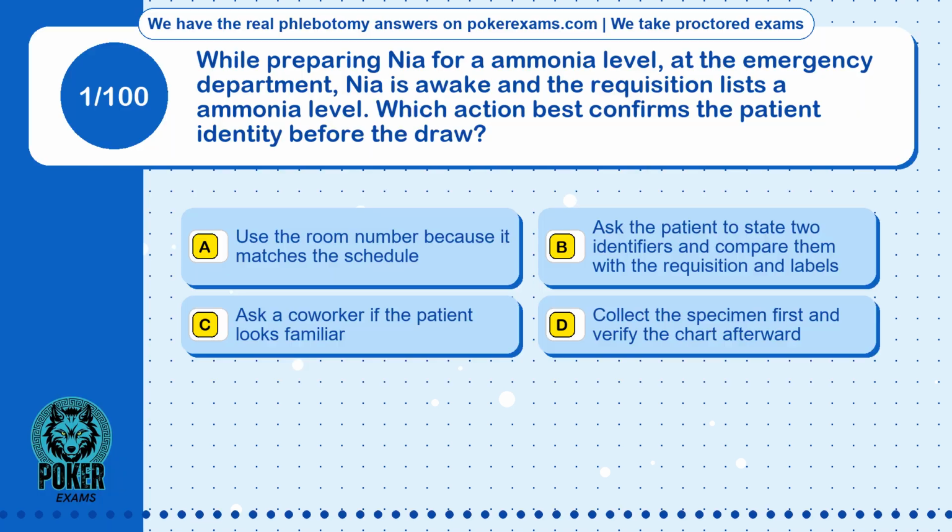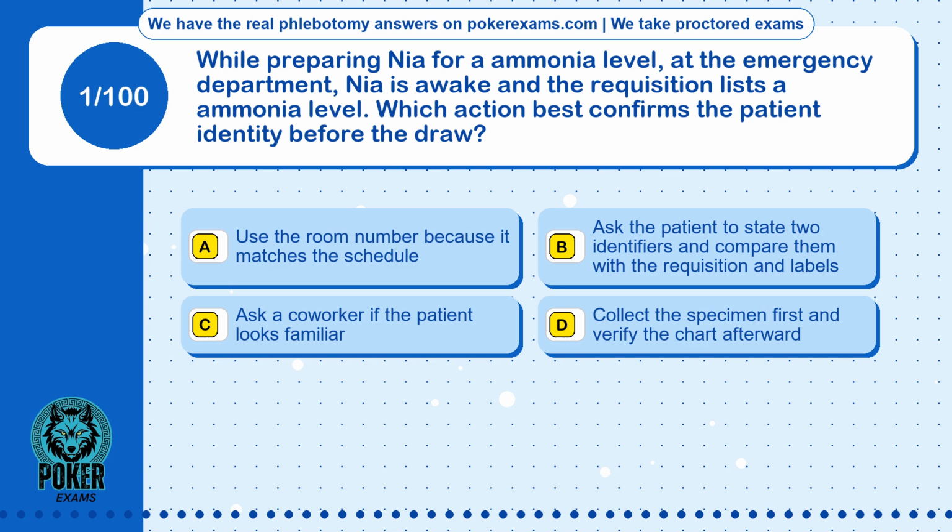Question 1. While preparing Nia for an ammonia level at the emergency department, Nia is awake and the requisition lists an ammonia level. Which action best confirms the patient identity before the draw? Option A. Use the room number because it matches the schedule. Option B. Ask the patient to state two identifiers and compare them with the requisition and labels.